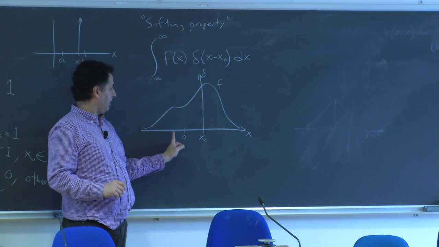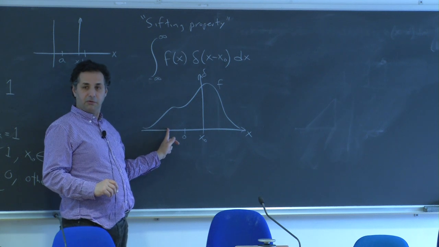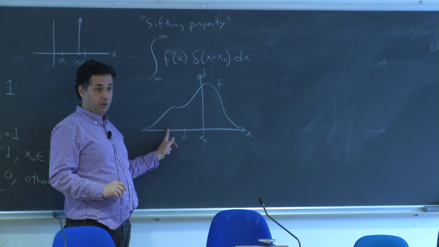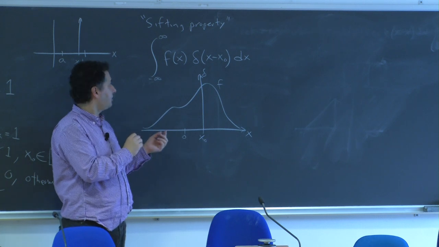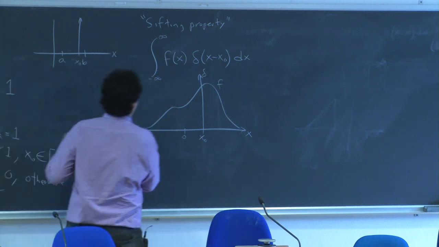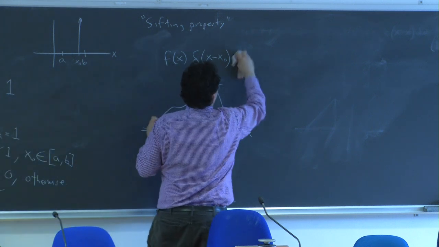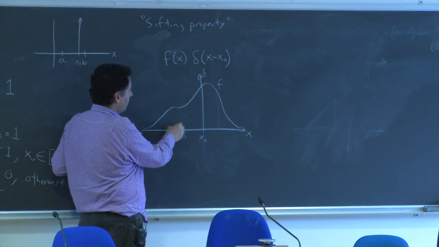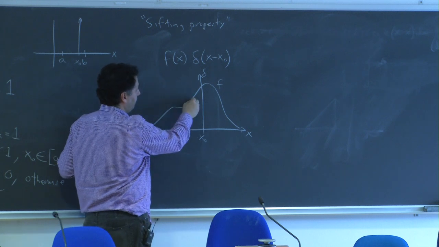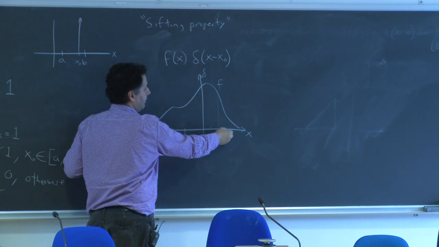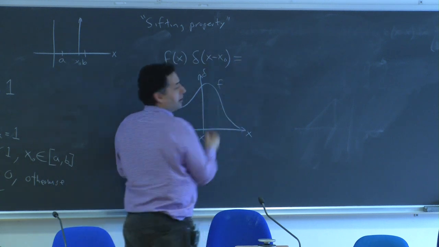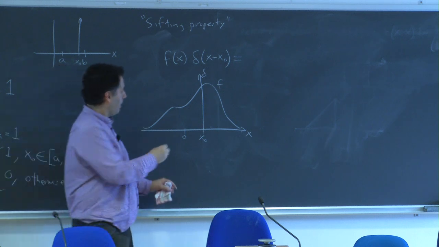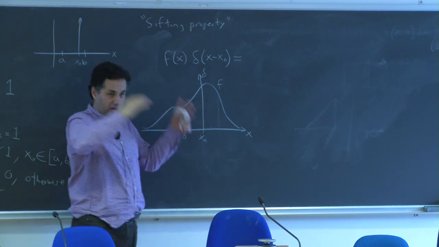Well, if I'm here, what is the product of the two functions at this point? Before integrating, just the functions. In fact, let me start by removing the integral. Let's do it by piece. So at this point, it's 0 times something. At this point, it's 0 times something. So this is always 0, except when what? X is x0. Then I get something infinite.